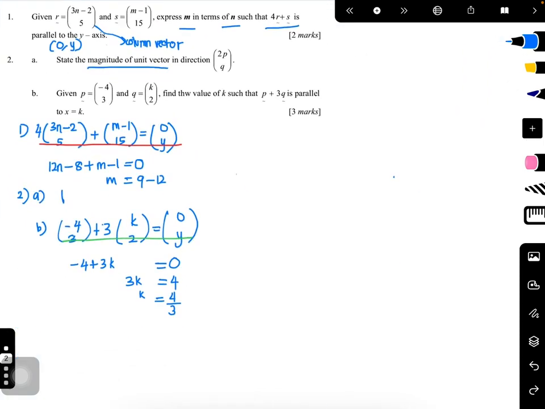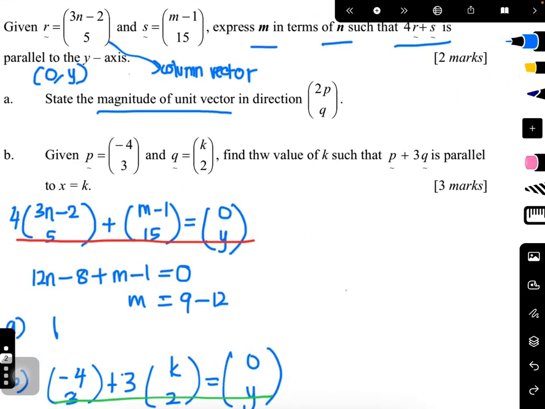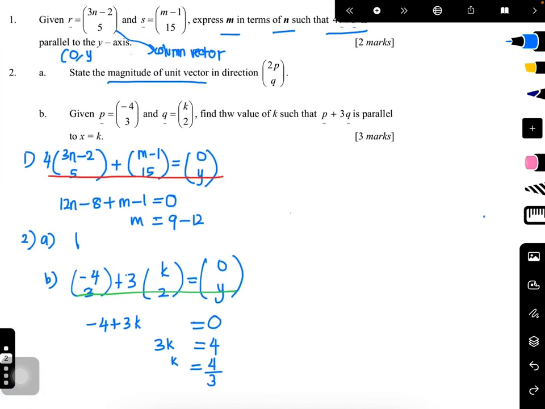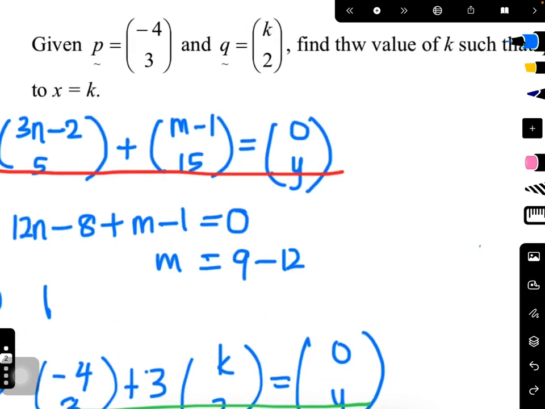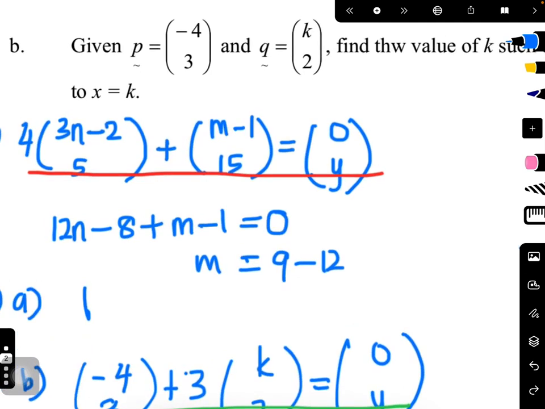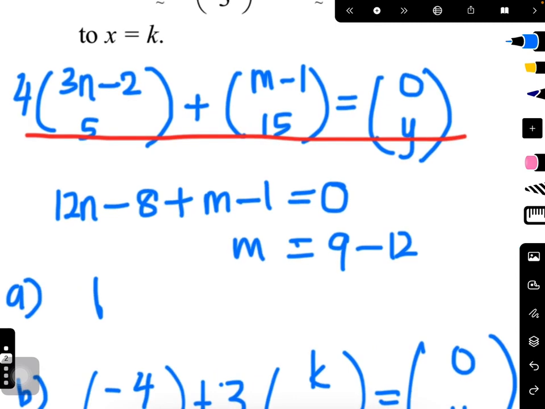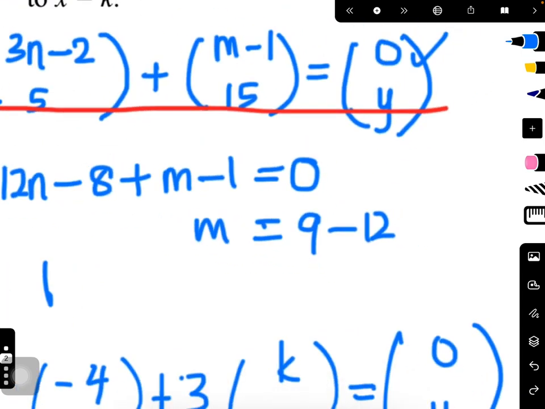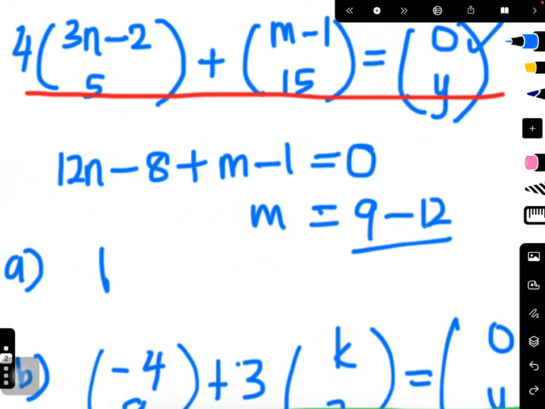Okay, for this question we need to express m in terms of n. The upper vector doesn't have any variable such as m or n, so we can just ignore it, and we take out the upper values as an equation. So we get 12n minus 8 plus m minus 1 equal to 0, because it is parallel to the y-axis.